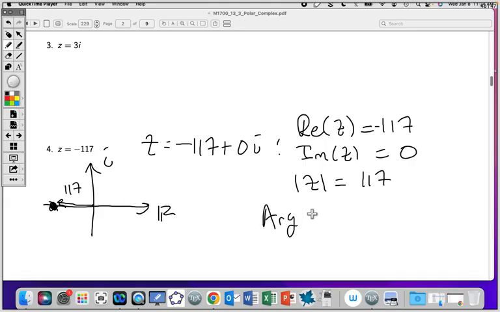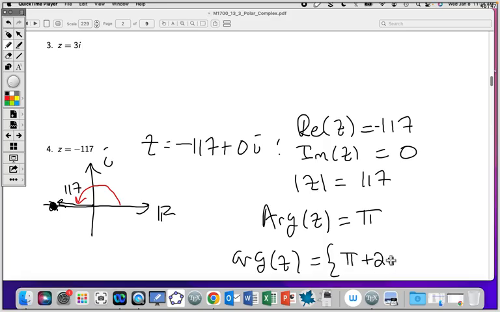What's the principal argument? Well, the principal argument is going to be pi. And then what's the argument? All angles coterminal with pi. Pi plus 2 pi k, k is 0, plus or minus 1, etc. Now, if you'd like, you can factor the pi out of this, and this would be 2k plus 1. In other words, it's any odd multiple of pi.